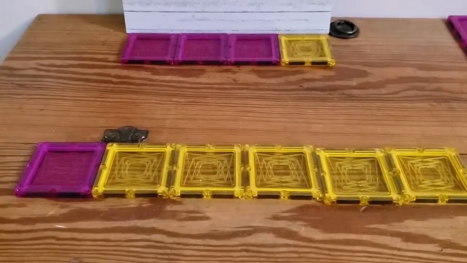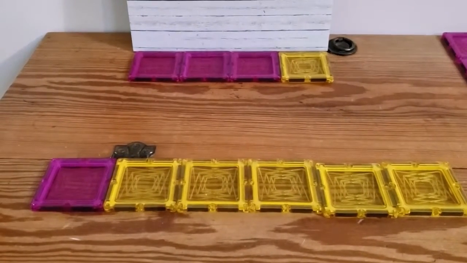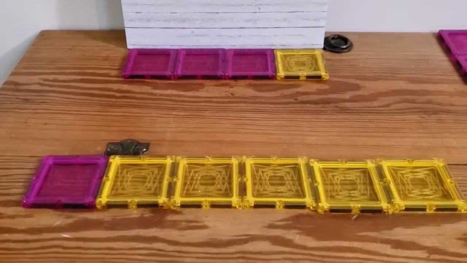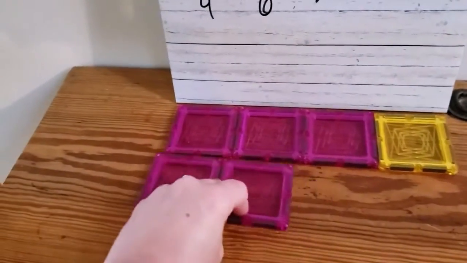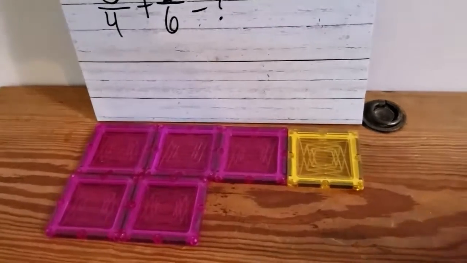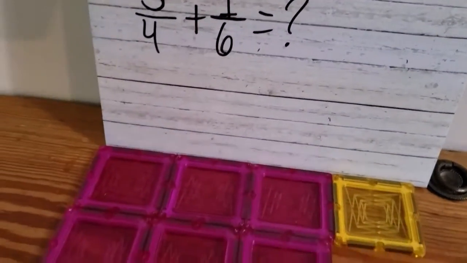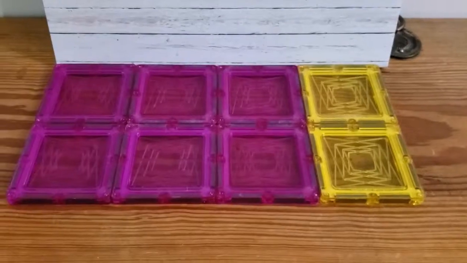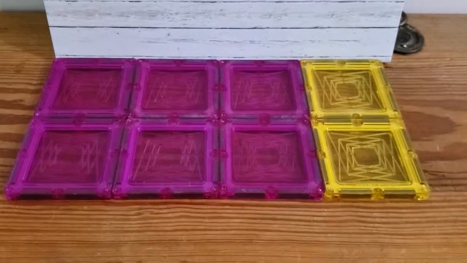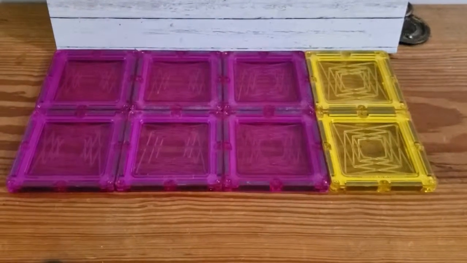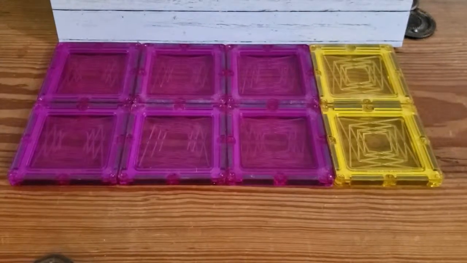Still not the same. We need to get the same amount of tiles on top as we do on the bottom. So we're going to add another row to our 3/4 tile. Now that we've added another row, we can see that we have 8 as a whole and we have 6 parts out of it, which is equivalent to our first fraction, 3/4.